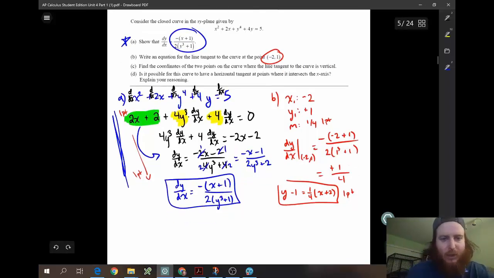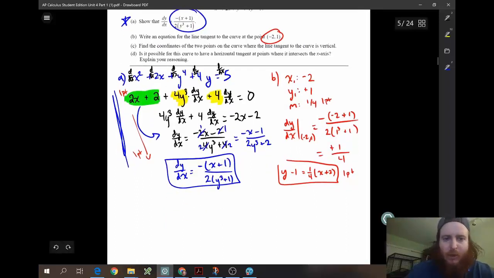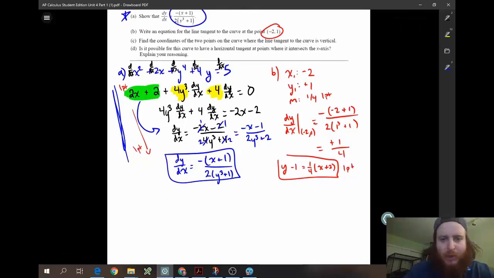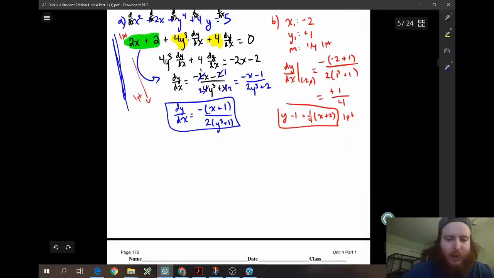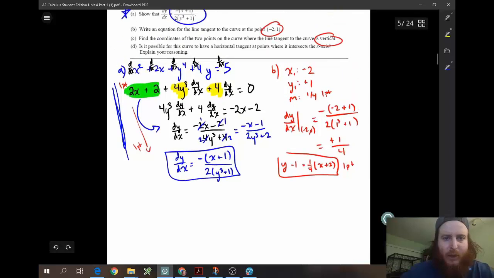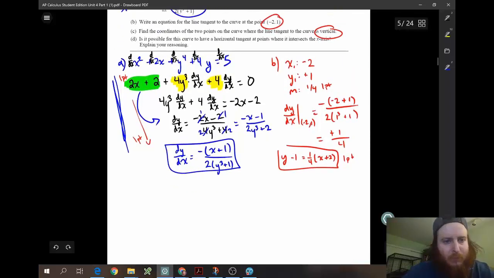So if the last C and D get a little bit harder for you, just think, hey, I know I could get 4 points on A and B. I'm sitting solid. Okay, C says find the coordinates of the 2 points on the curve where the line tangent to the curve is vertical. Now, you guys may need to add a second paper here, so we don't have a whole lot of room. So you may need to go get a second piece of paper. I'm going to try to squeeze it in, but if you need more paper, that's fine.